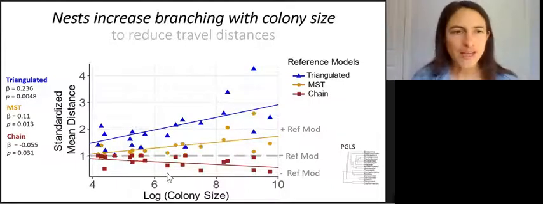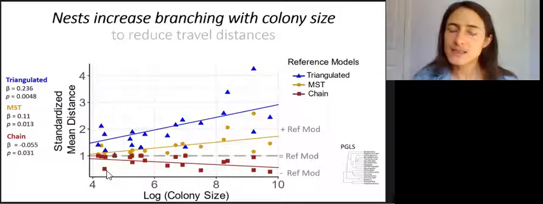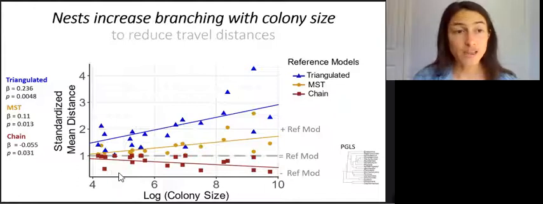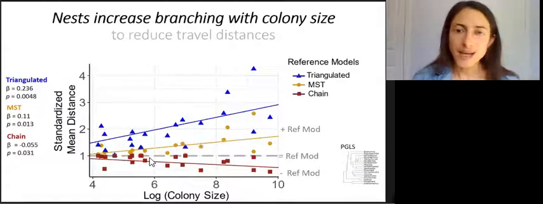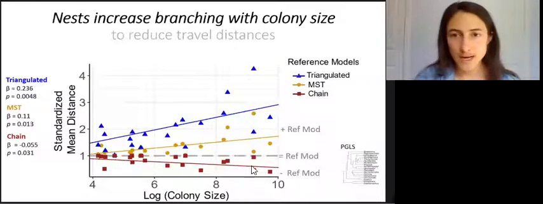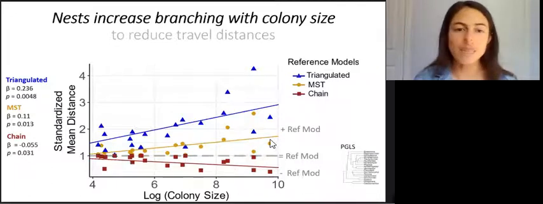Now, I want you to focus on this red line, the data in red. And this is data that's been normalized to chain networks. And what this tells us is that in small colony species over here, mean distances matched or were very similar to the values expected for chain networks. And indeed, most of those nests are chains. But in larger colony species, as we move down this x-axis, mean travel distances became shorter than would be expected for chain networks of that size. So these findings indicate that as colonies increase in size, their nests become more branched than the chain equivalent.